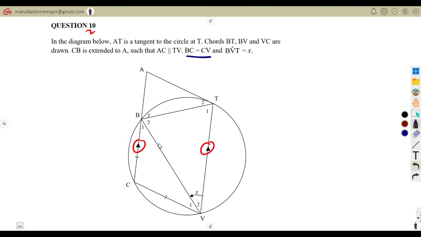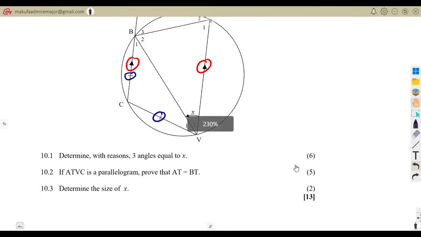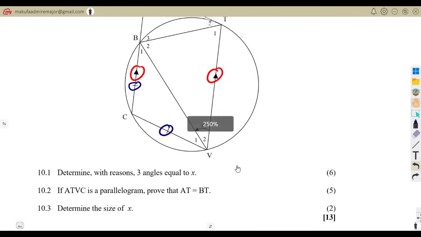BC is equal to CV. From B to C and from C to V, these two are equal. That's the indication that we are given there. And there is an angle X, which is representing BVT. From B to V to T, the angle that we are given there is X. So having analyzed your diagram, the question was now, determine with the reasons 3 angles that are equal to X.